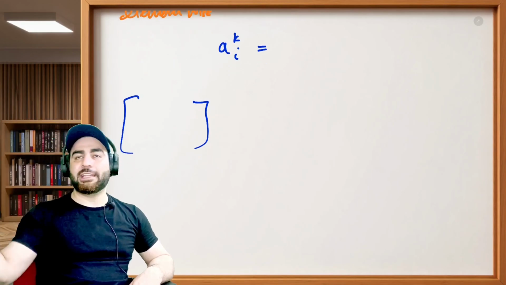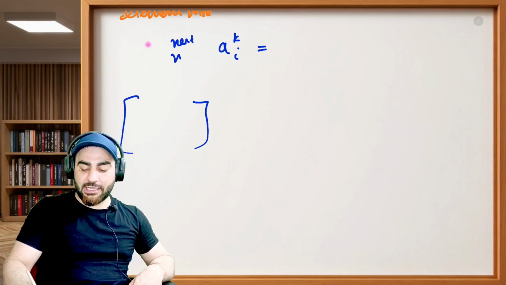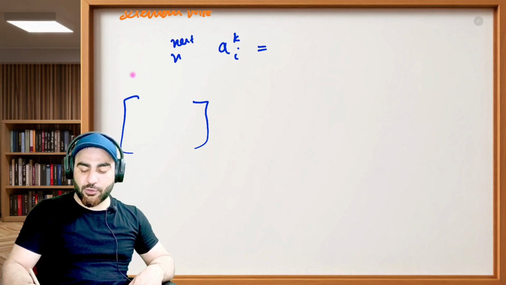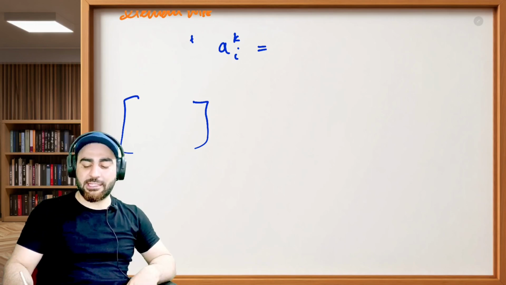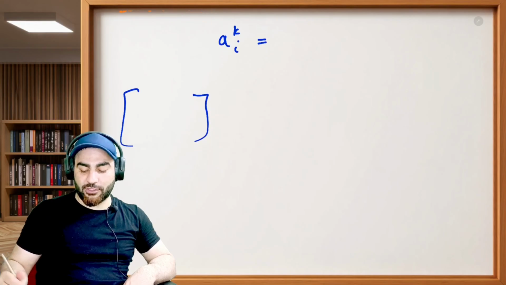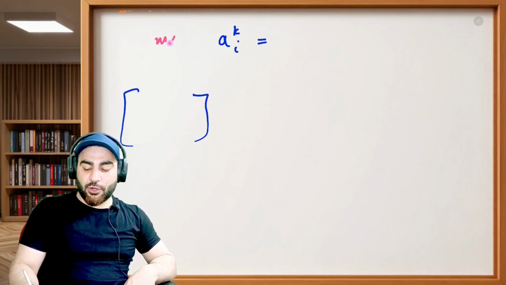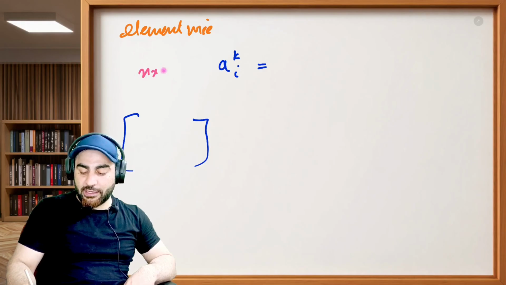If we have n neurons in the next layer and p neurons in the previous layer, the matrix is n cross p. So we write the dimension of n first and then p. That's how we arrange these weights. n means next and p means previous.